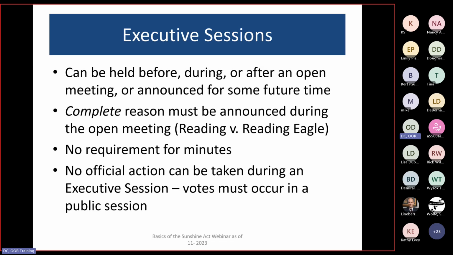Now, for executive sessions, there's no requirement that you keep minutes. And if you do keep minutes of your executive session, there's a provision within the Right to Know Law that exempts those minutes from public disclosure. They're not public records. No official action can be taken during an executive session. Official action is a vote. All votes must occur in a public meeting.